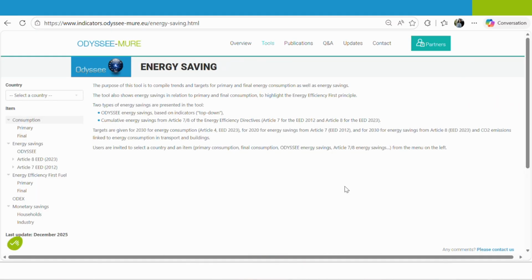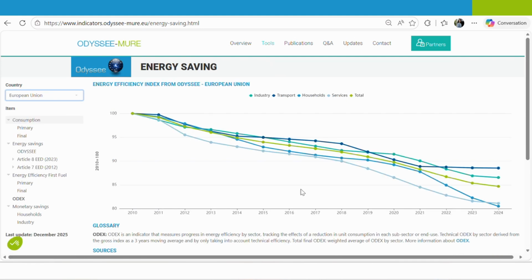In this case, the overall energy efficiency progress is evaluated as a weighted average of sectoral ODEX values for industry, transport, households, and services. So using each sector's share in final energy consumption, we calculate this overall ODEX that allows us to evaluate energy efficiency at economy level, at the overall level. And that's what you can see on screen here. We have the energy efficiency index for the four sectors that we talked about: industry, transport, household, and services. And then we have the total energy efficiency progress that is shown.